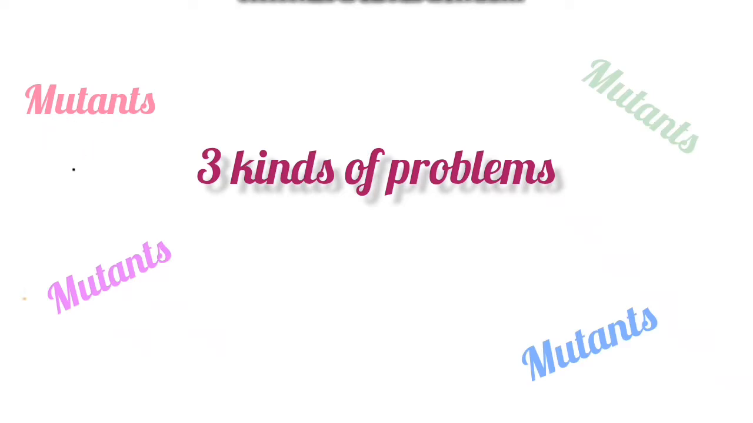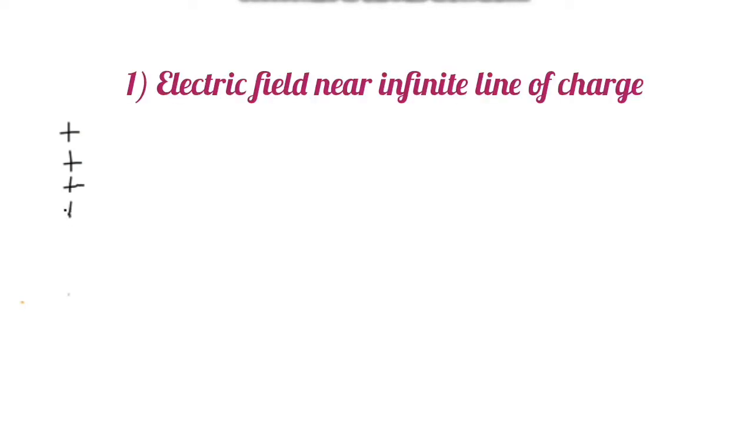You'll encounter basically 3 kinds of problems, and the rest are just mutants. So here's how you can do it in 3 simple steps. The first kind is electric field near an infinite line of charge. Let's pretend it's not weird at all that we're finding the electric field of an unending line of charge, because trust me, you've done this before.